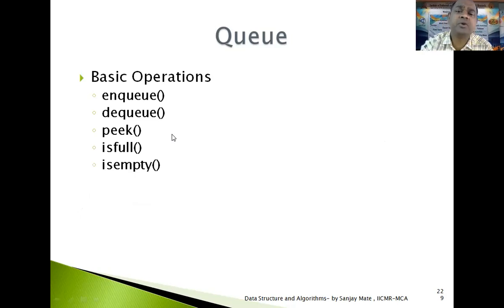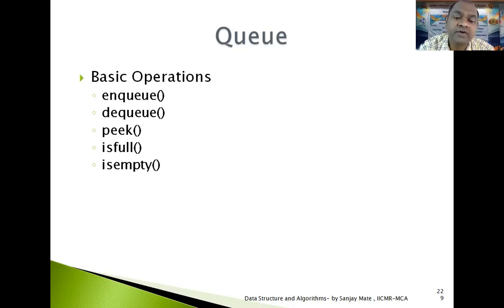So these are the basic operations on the queue. Enqueue means you are inserting the element in the queue. Dequeue means you are deleting the element from the queue. Peek, you can check which element is going to be deleted. It is not removed, it will only return which element will be deleted if you perform the delete or dequeue operation. So that will be returned by the peek. It is not removed from the queue.